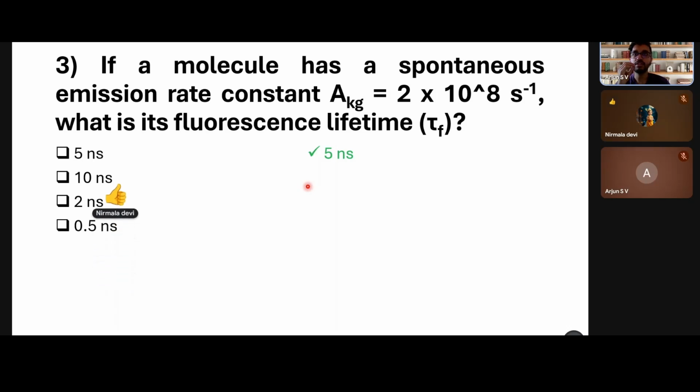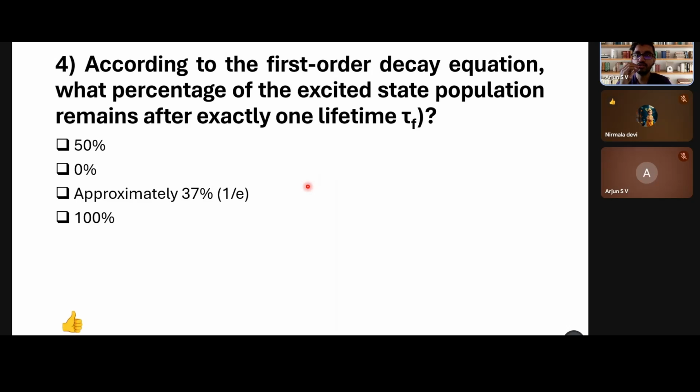Okay, so I'll proceed to the next question. According to the first order decay equation, what percentage of the excited state population remains after exactly one lifetime tau f? The options are 50%, 0%, approximately 37%, and 100%.